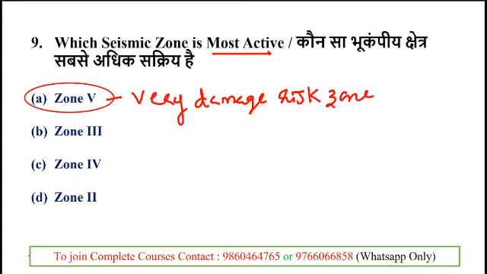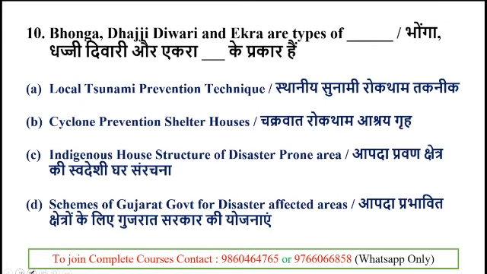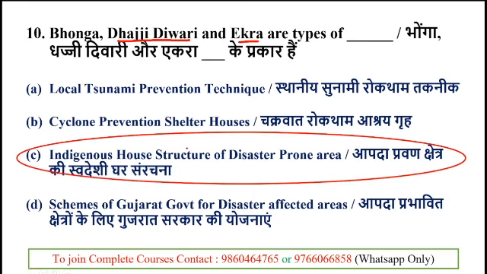Clear? Then the next one is related with Bonga, Daji, Diwari and Ikra, which are types of dash. And there are some options given. One is tsunami prevention technique, cyclone prevention shelter, indigenous house structure of disaster prone area, or schemes of Gujarat government for disaster affected areas. So this is a factual question, and Bonga, Daji, Diwari, Ikra are types of indigenous house structure of disaster prone area.